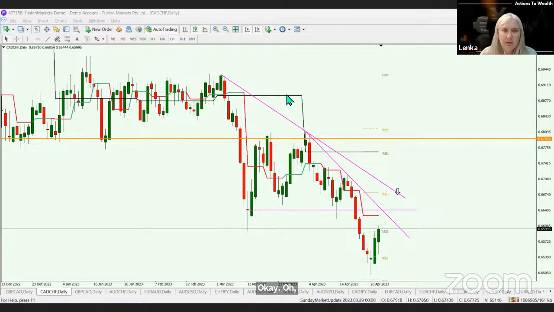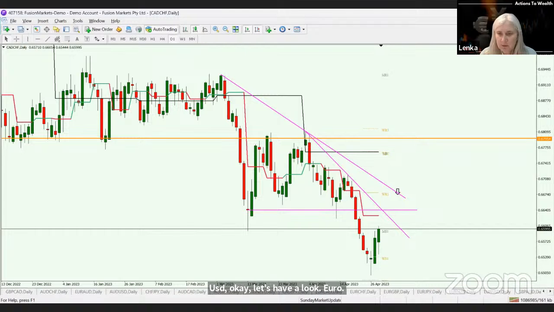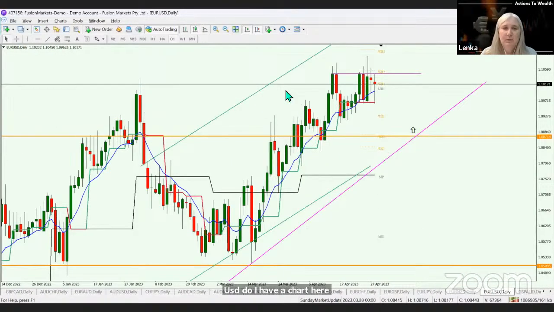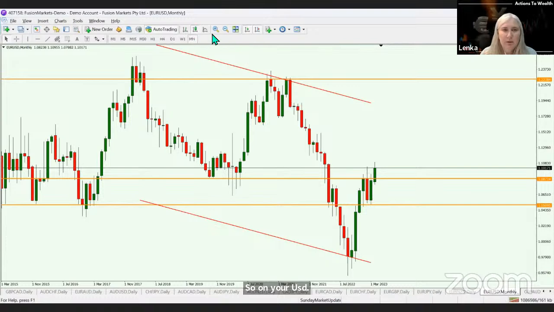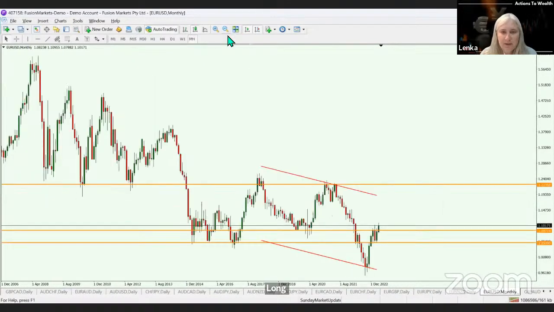Let's see. Someone said Euro USD. Okay, let's have a look at Euro USD. Do I have a chart here? Okay, let's have a look at this one. So on Euro USD, looking for long opportunities there. This is the monthly.